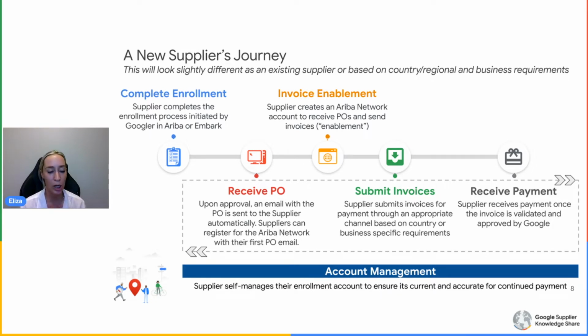Enablement is a fancy term. It often gets confused with enrollment, but it really just means creating and setting up your Ariba network account so that you can receive POs and invoice against them on the Ariba network, on that platform that we use. So once you get all set up with your account, then you can begin to transact.